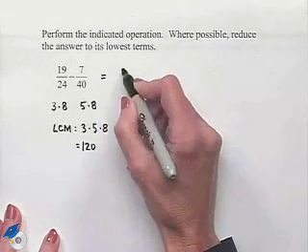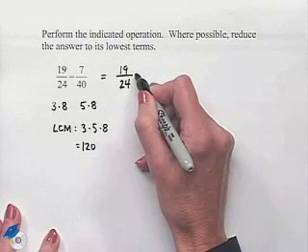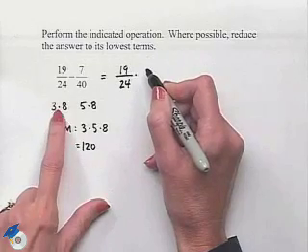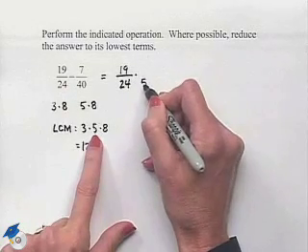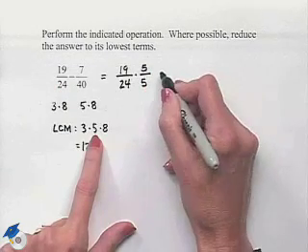Now we're going to start off by taking our 19 over 24, and we're going to have to change that to a denominator of 120, and notice that if we multiply 3 times 8, which is 24, times 5, that would give us 120, which indicates we have to multiply our numerator times 5.